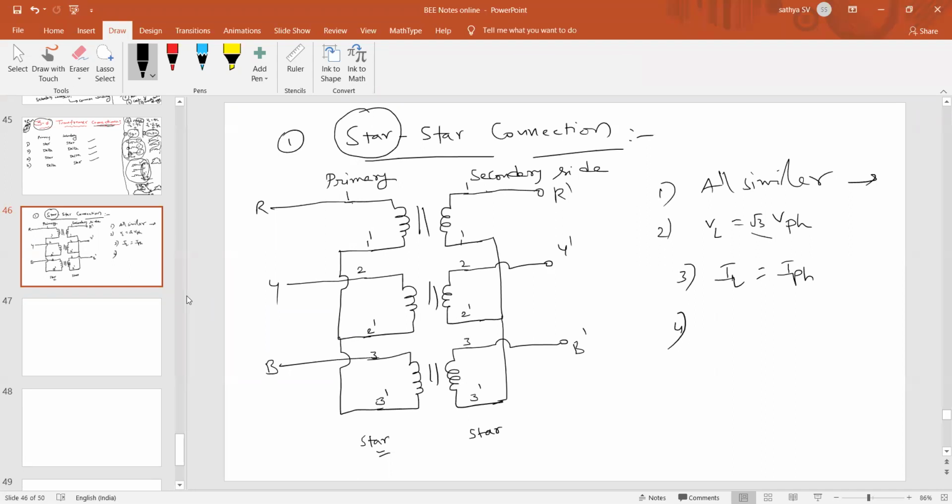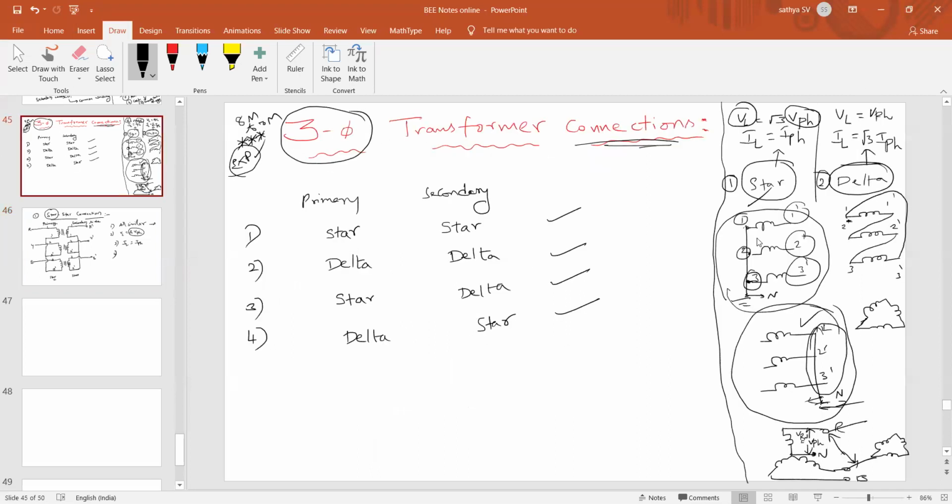VL is equal to root 3 times V phase. In delta, what is the relation? VL is equal to V phase. In star, VL equals root 3 times V phase. That means on which side are the voltage values higher, star or delta? Star, sir. Root 3 times, that means 1.7 times greater in star connection.